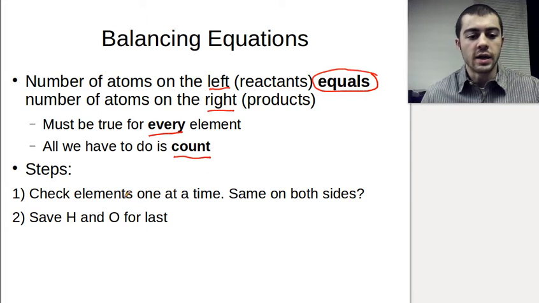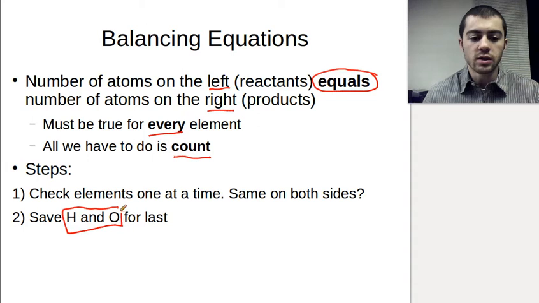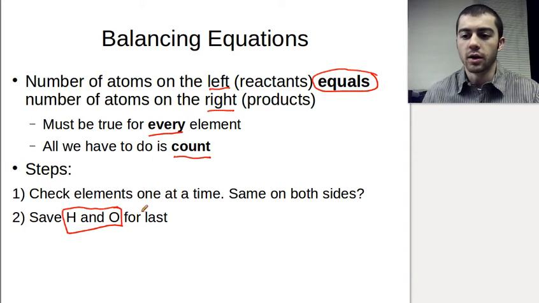So the steps we want to take are just to check the elements one at a time. So as I was saying, we'll check the hydrogens and the hydrogens. If they're good, then we'll move on and do the oxygens and the oxygens. So it's really important here to only do one at a time. This can get really overwhelming if you look at it as a big picture as opposed to just one element at a time, because that's really what we're checking. And just as a little hint here, in most cases it'll save you a little bit of trouble if you save hydrogen and oxygen for last when you do your balancing.